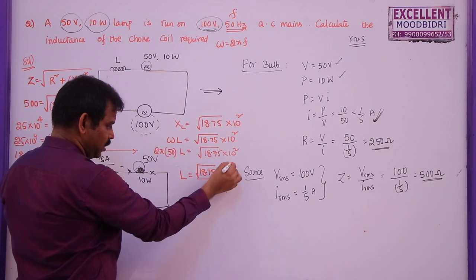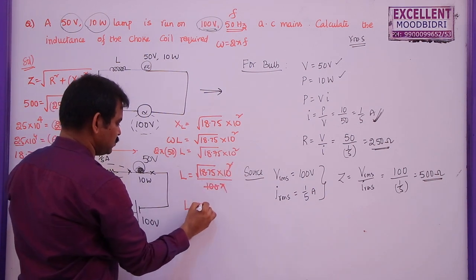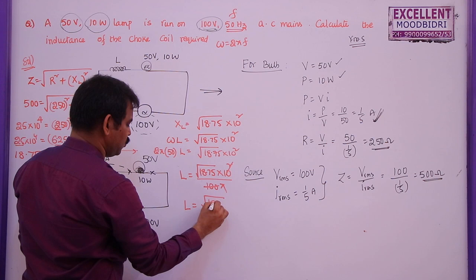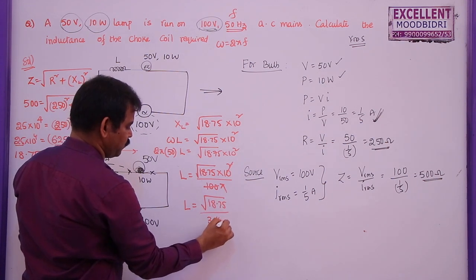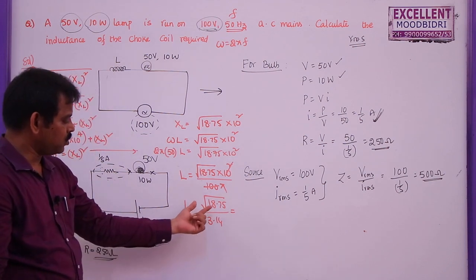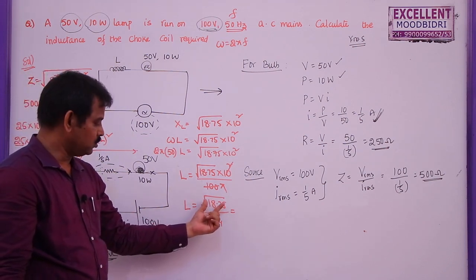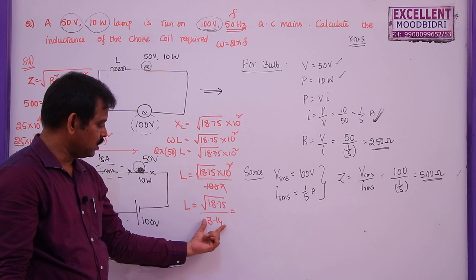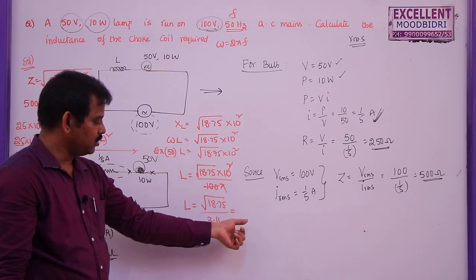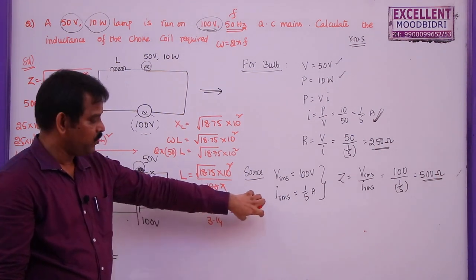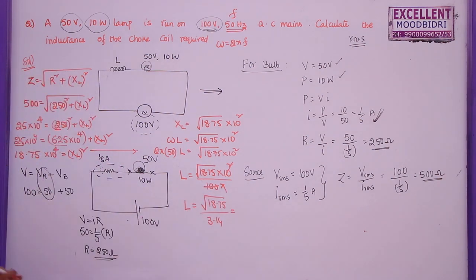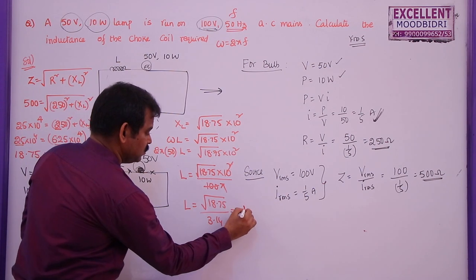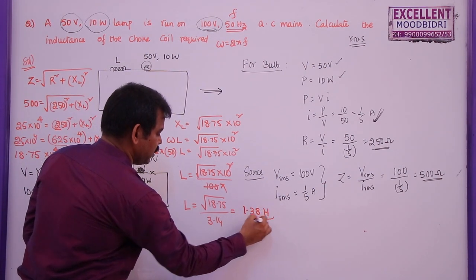You can cancel this 100 and 100 here. The self-inductance of this coil will be given by root 18.75 by pi, value 3.14. You can see this value, root 16 is 4, this is slightly more than 4, and pi is nearly 3. So this is around 4 by 3, around 1.3. So we have to select the nearest value by checking the options given. So this is around 1.38 Henry here.